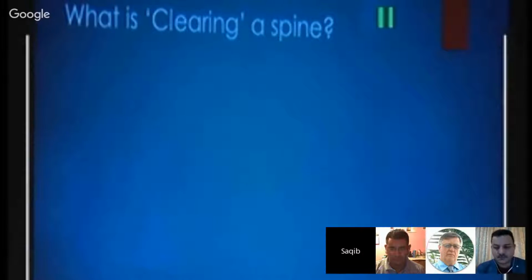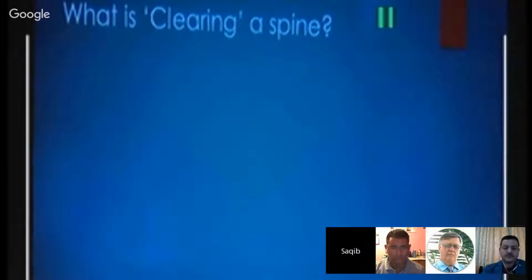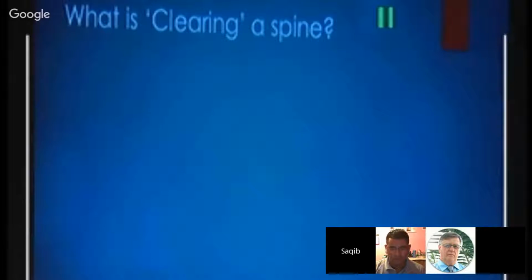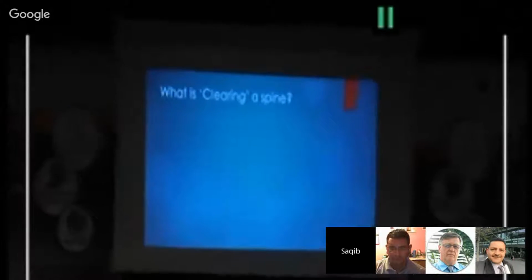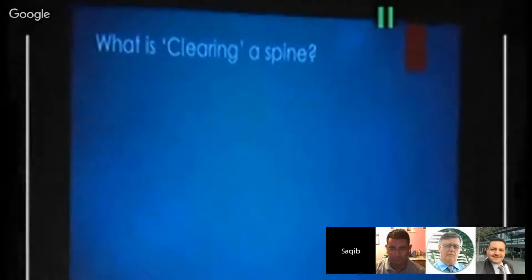So in the trauma setting, what does clearing the spine mean? Anybody? Somebody tell me what clearing the spine means. That's how you do it, but what does it mean?